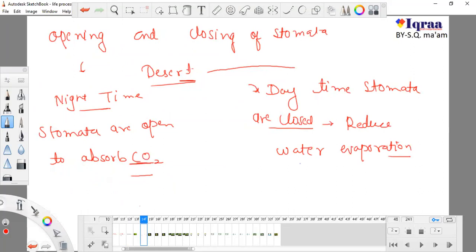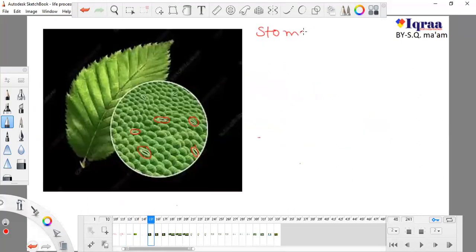So this is a stomata opening on the leaf surface. Remember how stomata work. It releases oxygen, it absorbs carbon dioxide. The same pore can do all things: release oxygen, absorb carbon dioxide, and also release water molecules.